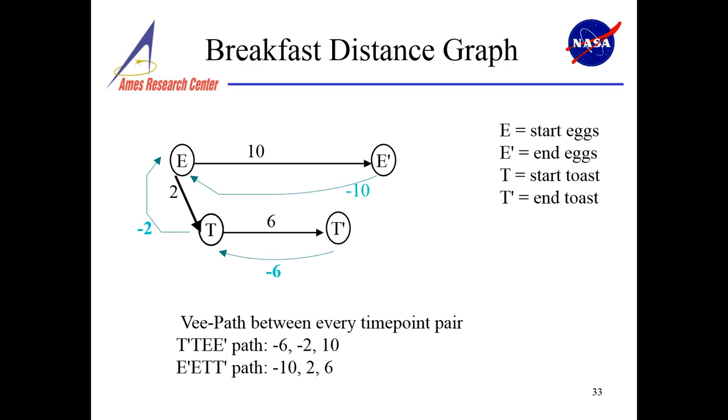So here's the distance graph for the dispatchable example that I showed earlier. If you look through these edges in the clockwise direction, you can see that they're a Vee-path. And if you look at edges in the counterclockwise path, they're also a Vee-path. And then every subpath of those are Vee-paths. So it's easy to see that there's a Vee-path between every pair of time points.